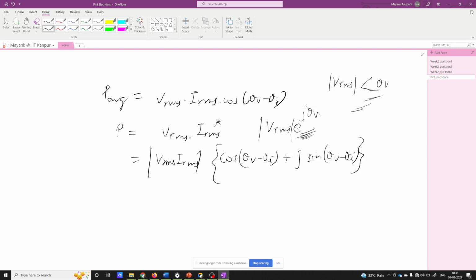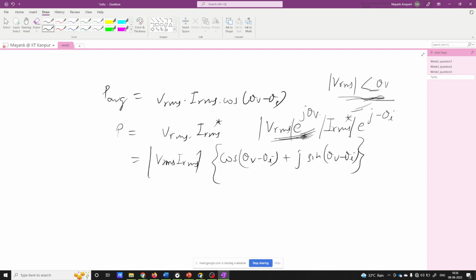Okay. So when you write VRMS in this form, what does it represent? It represents this term only. It is a magnitude times e to the power j theta V, isn't it? Now, what is IRMS conjugate? It is the IRMS magnitude times e to the power j minus theta I, isn't it? There will be minus theta I. It will not be plus theta I. It will be minus theta I because of the conjugate.